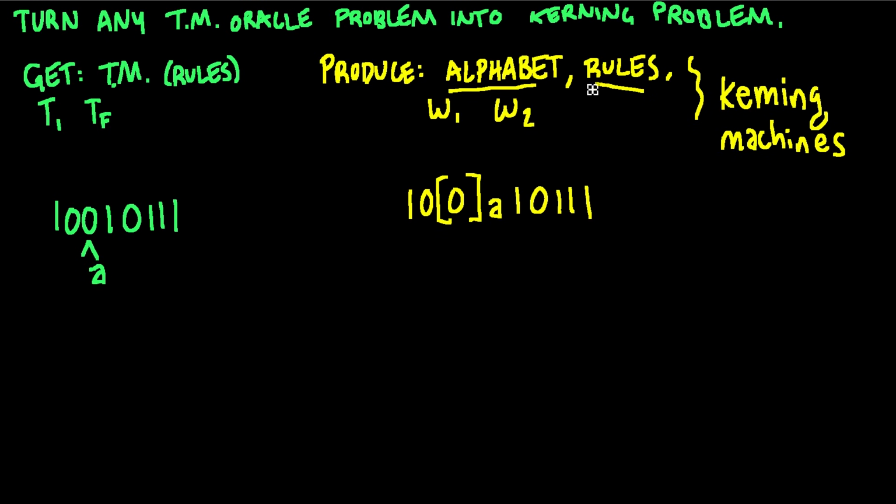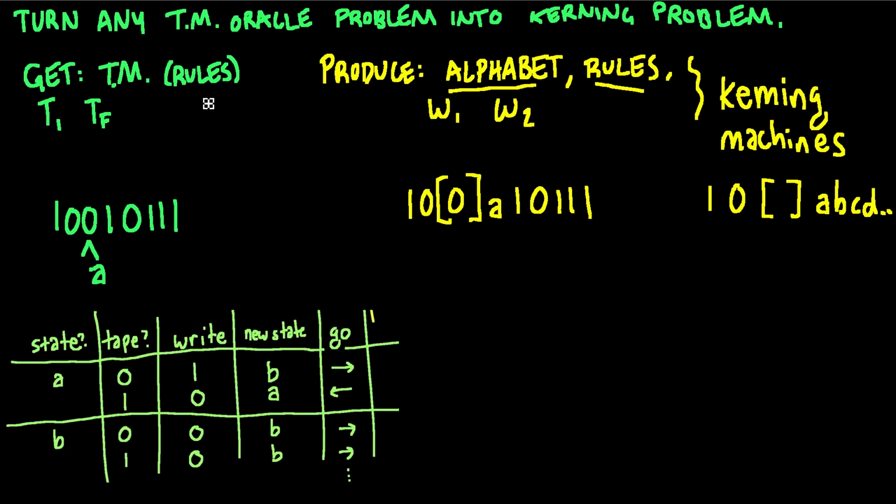So our letters so far in the alphabet are 1, 0, left bracket, right bracket, and A, and any other states that the Turing machine has. So B, C, D, dot, dot, dot. So the cursor is represented by these brackets surrounding the symbol in question. Okay, maybe you even see where I'm going with this. It's not really that complicated yet. So now let's go back to that table of rules, which is the other thing that comes with our Turing machine.